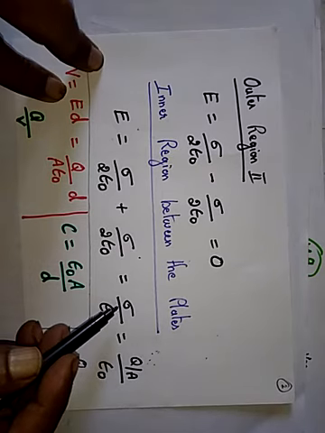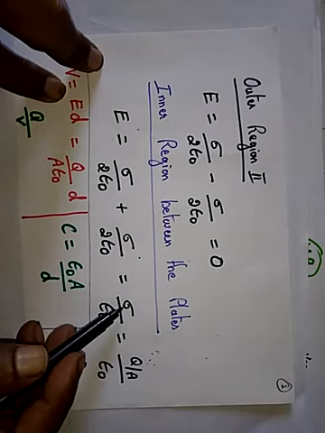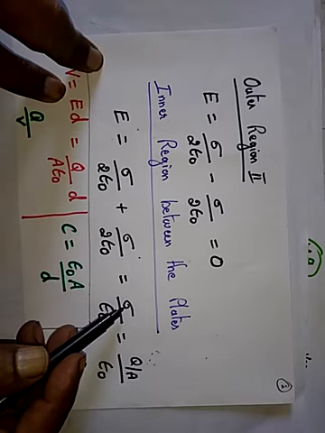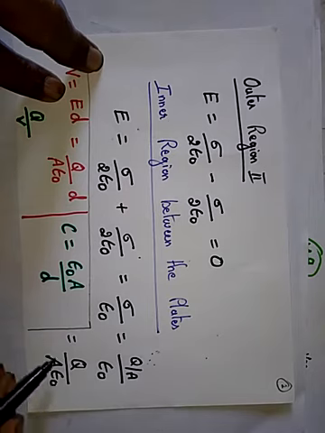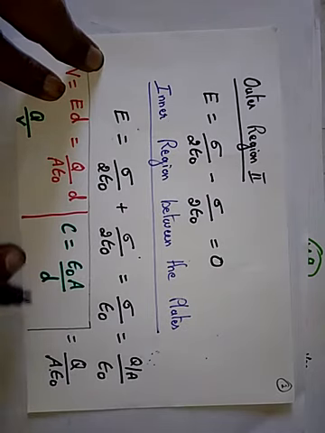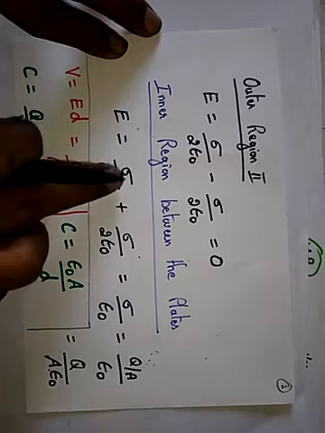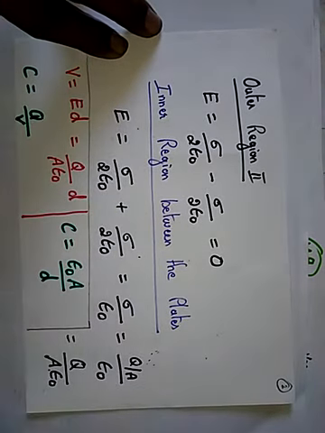because sigma is the surface charge density. Surface charge density means charge divided by area. Therefore, E is equal to Q divided by A epsilon naught, or epsilon naught A. That is, the electric field between the two plates is Q by epsilon naught A.